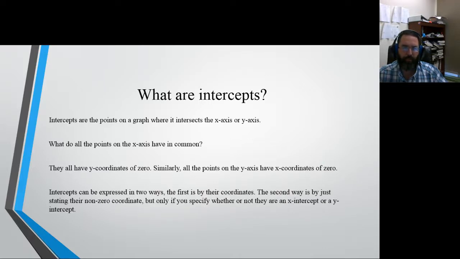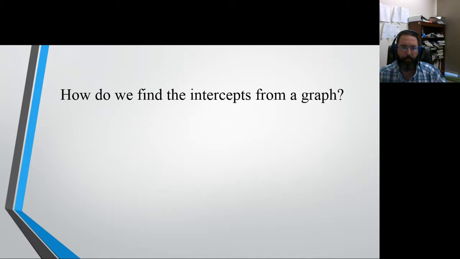Intercepts can be expressed in two ways. The first is by their coordinates. The second way is by just stating their non-zero coordinate. The second way, though, can only be used if you specify whether or not they are an x-intercept or a y-intercept. So let's look at some examples.